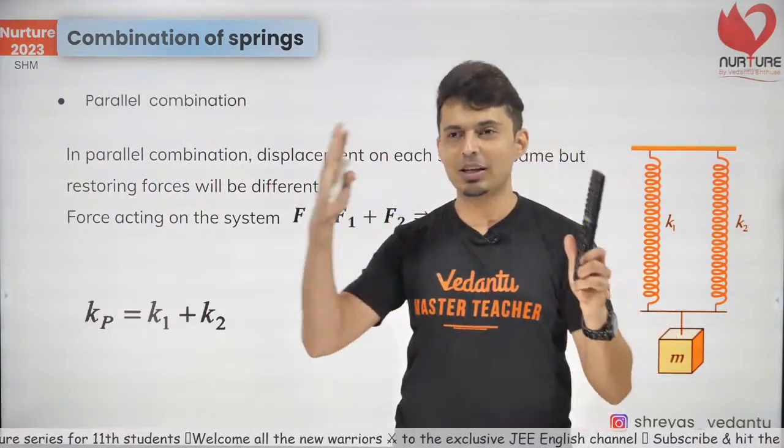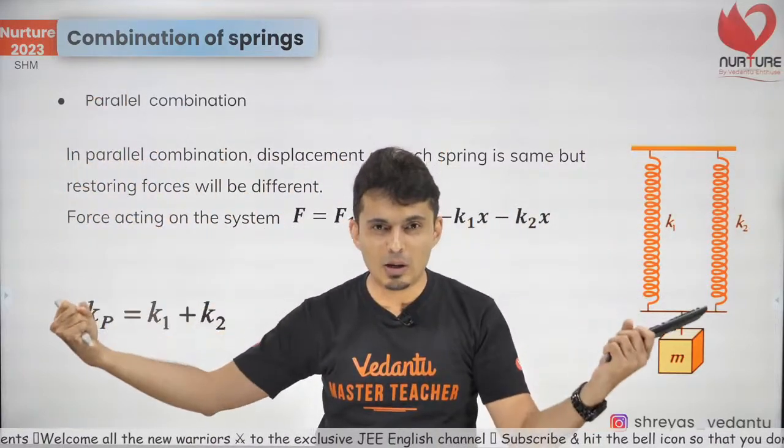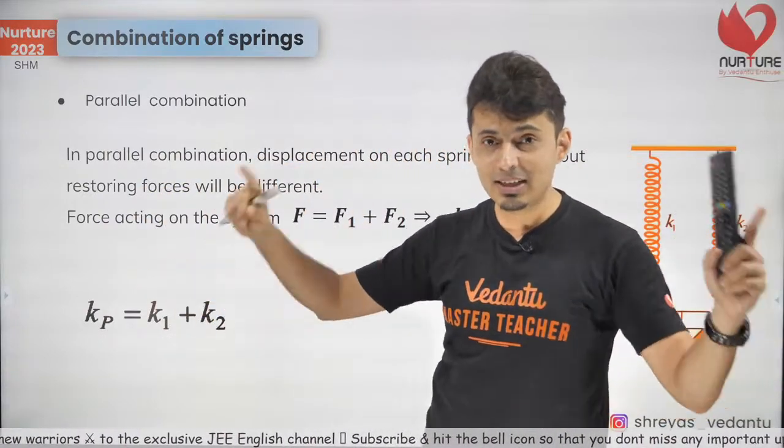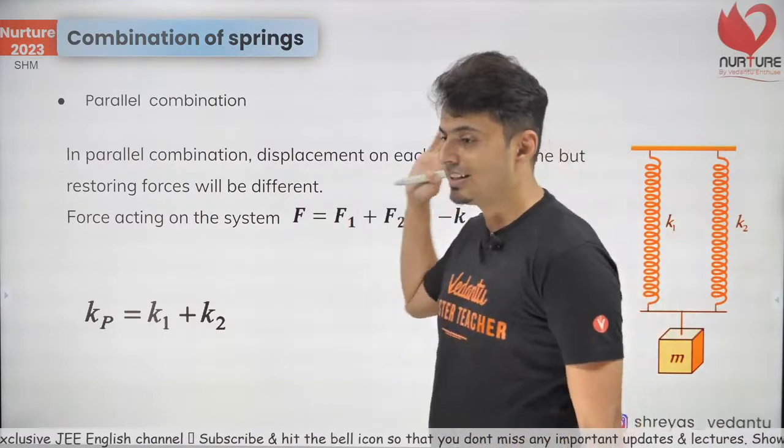So if you have 1, 2, 3, 4, 5, 6, 10 springs, one beside the other, if you pull all of them together, everybody will have same extension, forces will be different, the total spring constant will be K1 plus K2 plus K3 plus K4 till K10.